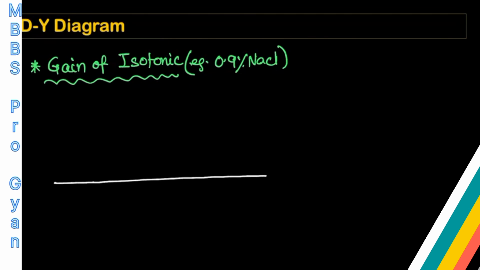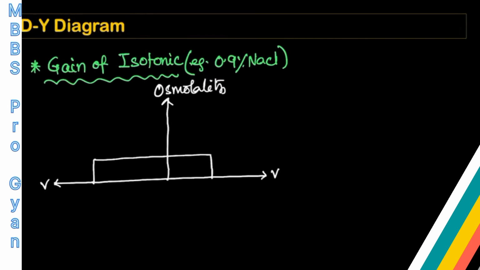Look at this. This is the normal diagram that we have already made. Normal diagram. So the x-axis is the volume, and the y-axis is the osmolality, right? So whenever you give any kind of solution, it will first enter the blood. Blood is a part of the ECF.